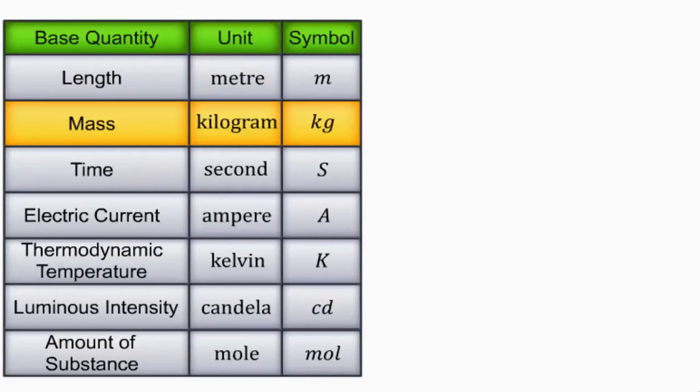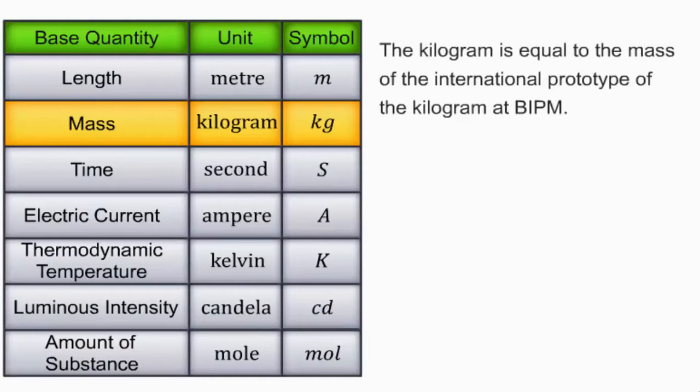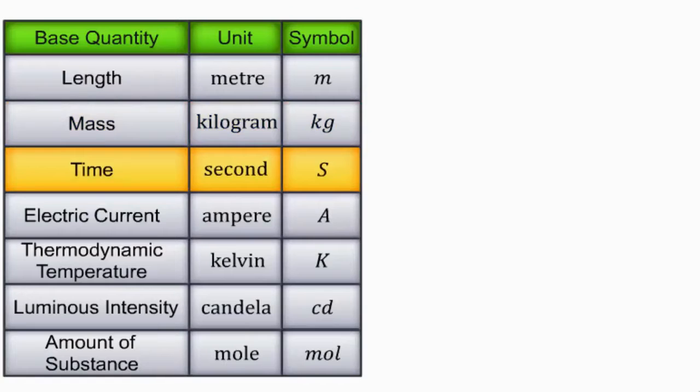Mass is measured in kilograms, denoted by the small letters kg. A kilogram is equal to the mass of the international prototype of the kilogram, a platinum-iridium alloy cylinder kept at the International Bureau of Weights and Measures at Sèvres near Paris in France. Time is measured in seconds, denoted by the small letter s. A second is the duration of approximately 9 billion periods of the radiation corresponding to the transition between the two hyperfine levels of the ground state of the cesium-133 atom.